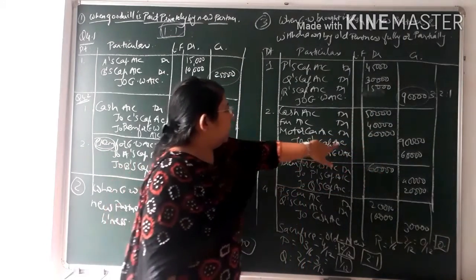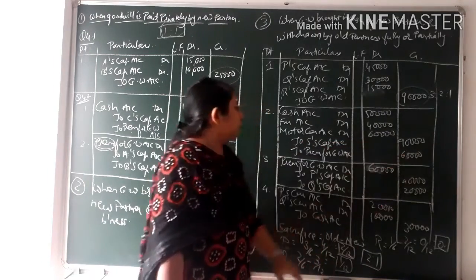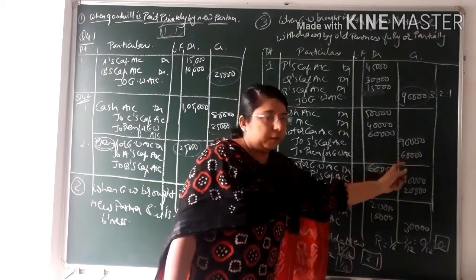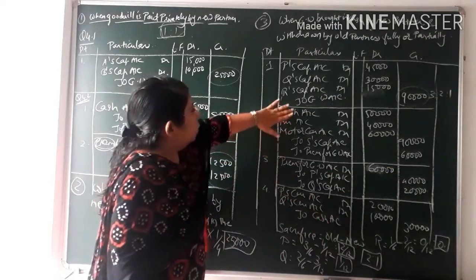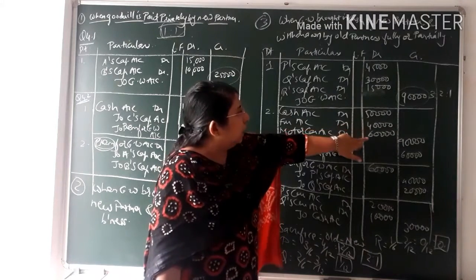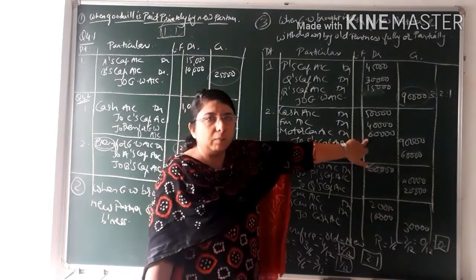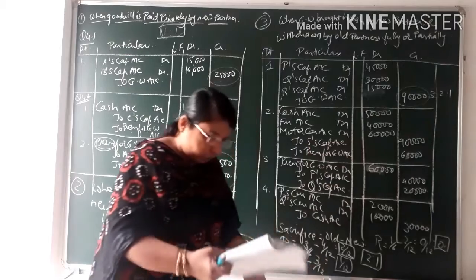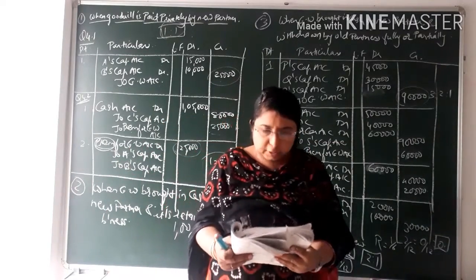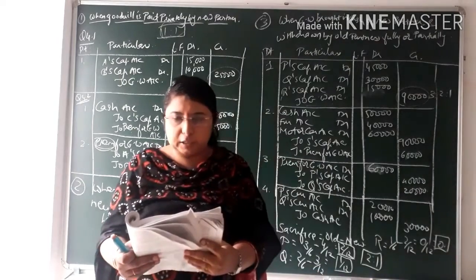To S capital account credit and to premium for goodwill account credit. Now you can see over here, the total of this would be 50,000 plus 40,000, that comes to 90,000. 90,000 plus 60,000 comes to 1,50,000. Now the total goodwill given in your textbook is 2,40,000.